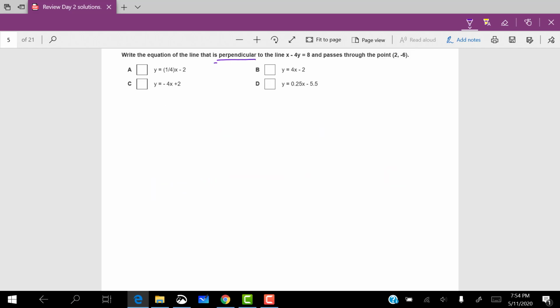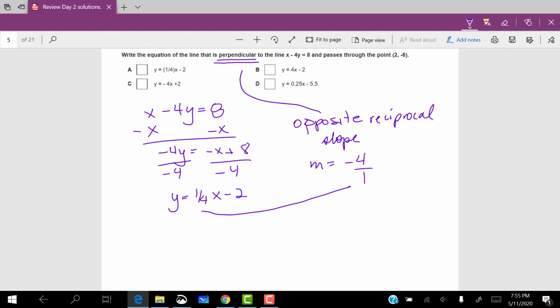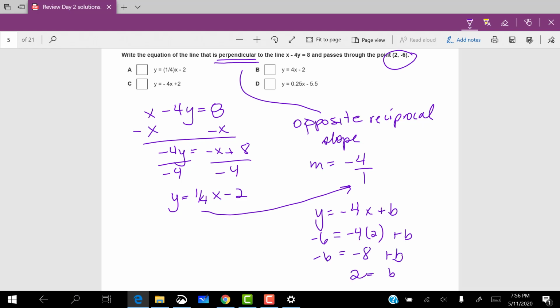Okay, make sure that you notice this is perpendicular. And here's my line, x minus 4y equals 8. Let me write this in slope-intercept form so I can see the slope. If I want perpendicular, the slope must be the opposite reciprocal. The opposite reciprocal of 1/4 is negative 4 over 1. So I know my line's going to look like y equals negative 4x plus b. And then it has to go through this point, 2, negative 6. So when I put 2 for x, I need to get negative 6 for y. So my b must be 2. That means my full equation is y equals negative 4x plus 2.